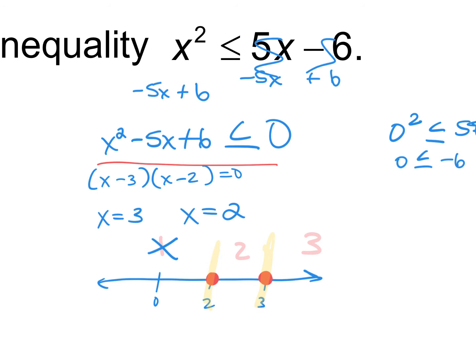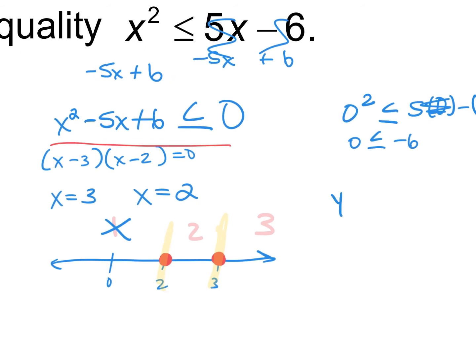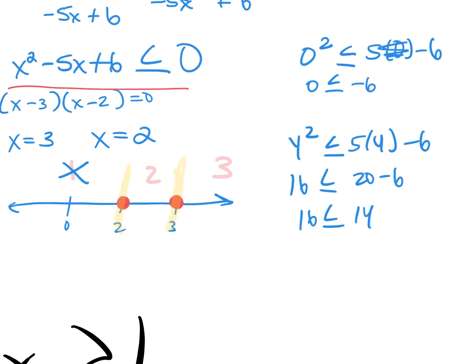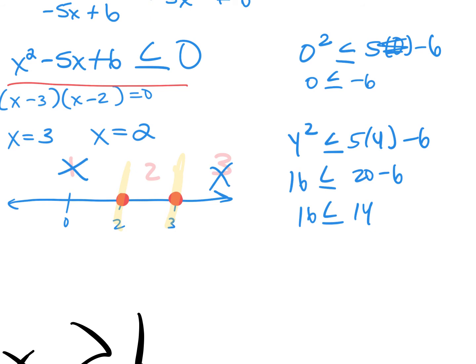Let's pick something in region 3. We always want to try whole numbers, guys, but sometimes you can't. Okay, the number 4. Let's try 4. 4 squared less than or equal to 5 times 4 minus 6. 16 less than or equal to 20 minus 6. 16 less than or equal to 14. Is that true? No. So where am I going to color? In the middle.